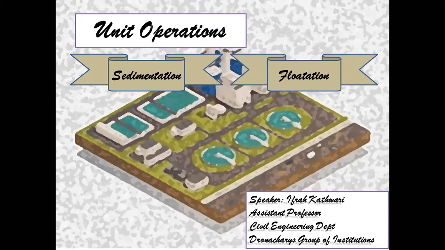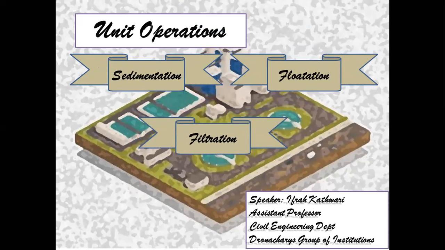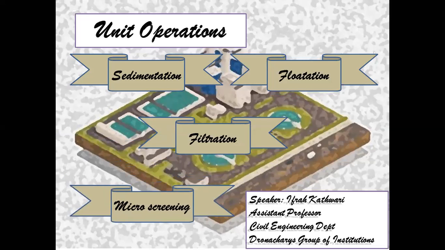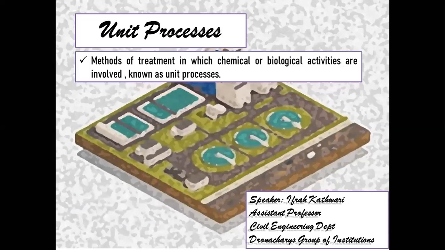Then we have flotation, wherein very fine suspended particles float over the surface of the water, and hence they are removed. So this is what happens in the flotation process. In filtration, the remaining suspended particles, the remaining flocs, the remaining organic matter is removed. And similar is the case with microscreening. Here, the algae is removed from water. So these are some of the unit operations.